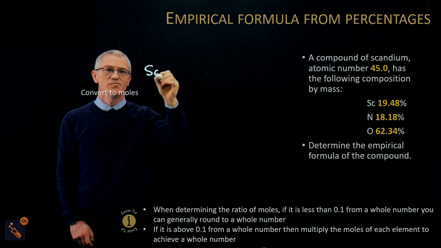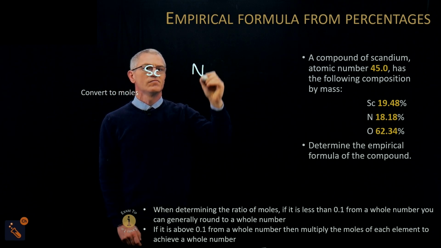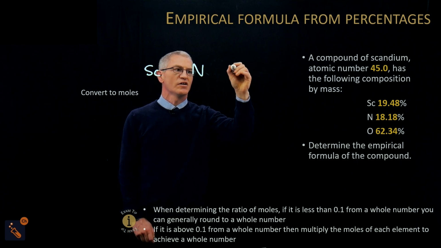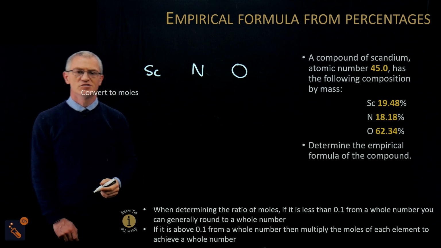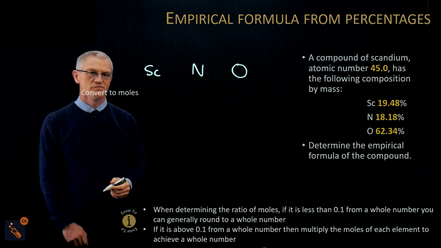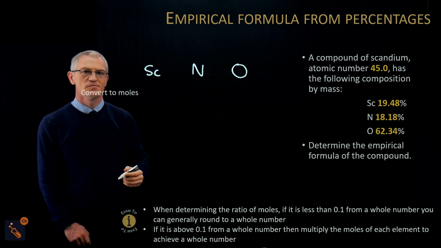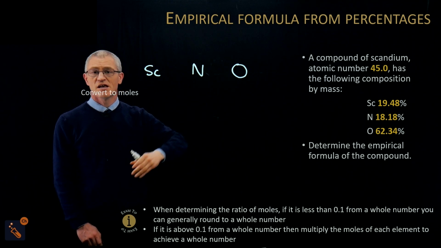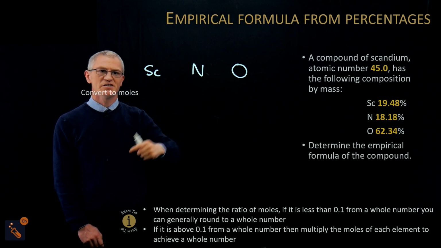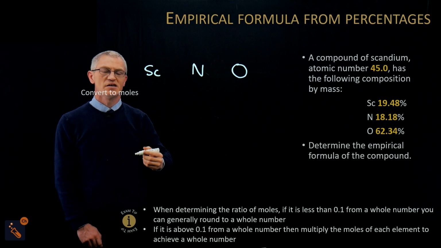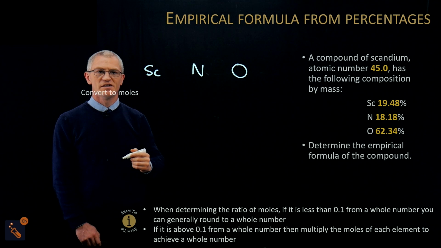So let's do scandium. Okay, and we know we have nitrogen, and we know we also have oxygen. So we've got scandium, nitrogen, and oxygen. We know we've got percentages of each, 19.48 for the scandium. Okay, and remember, because it is a percentage, we can use that as a mass. So we can convert that directly to a mass. And if you know the equation, it's moles equals mass over Mr.